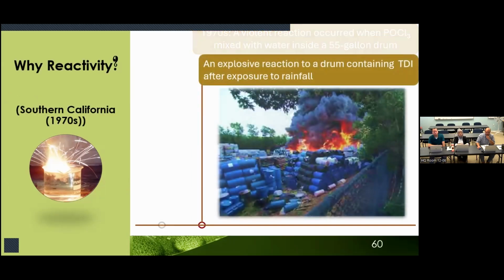Another incident in Southern California involved a drum containing toluene diisocyanate. After exposure to rainfall at a disposal site, the drum experienced a dangerous pressure buildup and it exploded. Although no injuries were reported, this event underscored the need for careful management of reactive waste. These examples demonstrate why the reactivity characteristic is essential to ensure these materials are safely identified, handled, and disposed of. So, this helps us avoid similar accidents, safeguarding both public health and the environment.